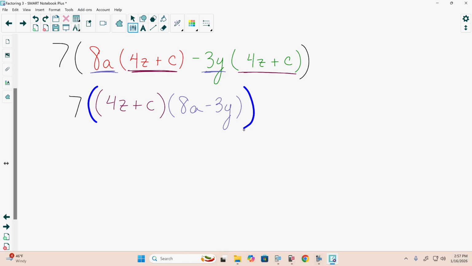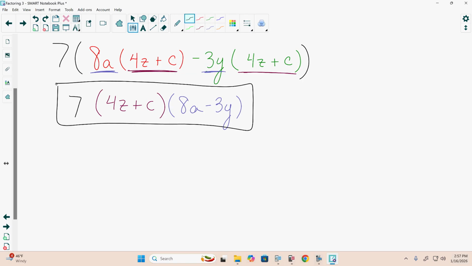Interestingly enough, we don't need those outer parentheses anymore, because what that's just saying is that we're multiplying it by that whole expression. Well, that's the same as saying 7 times 4Z plus 3C times 8A minus 3Y. If we have them there, we don't have them there, it's not going to make a difference. Questions on any of this here? That finishes up what we're going to do over factoring.